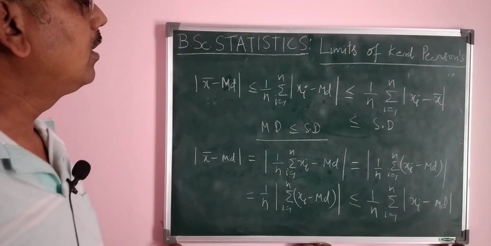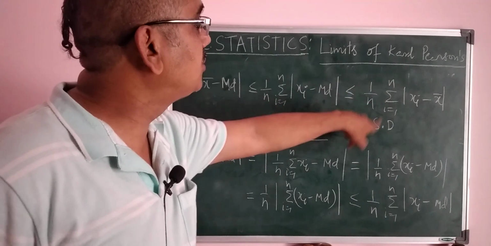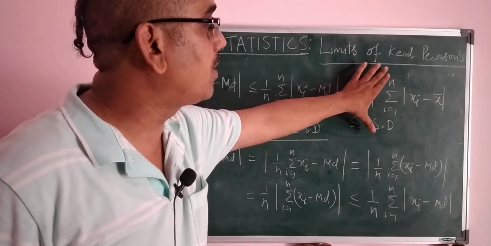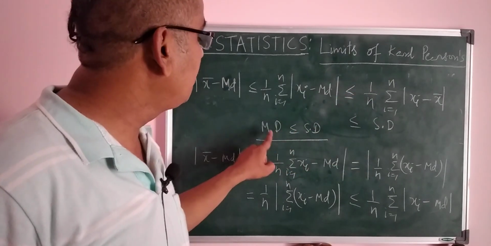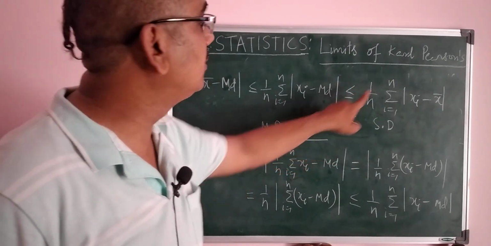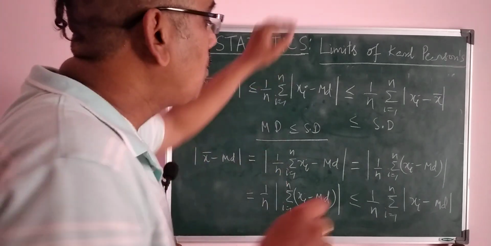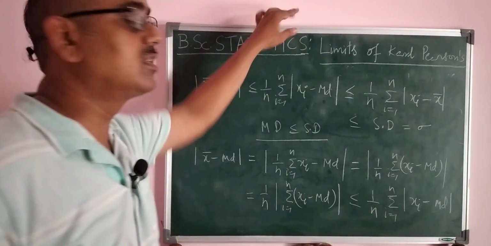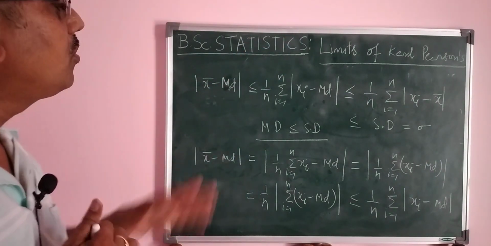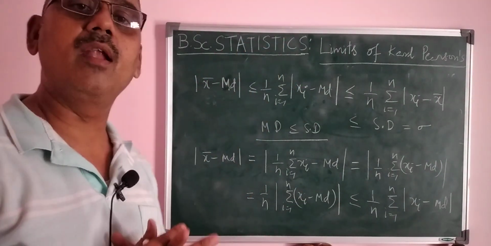Okay. Now, by using these two results, I am comparing. This is mean deviation, this is standard deviation. Since mean deviation is less than or equal to standard deviation, what is standard deviation? Usually we write it as sigma. Okay, I am writing it as sigma. Now, these are the comparisons we made.